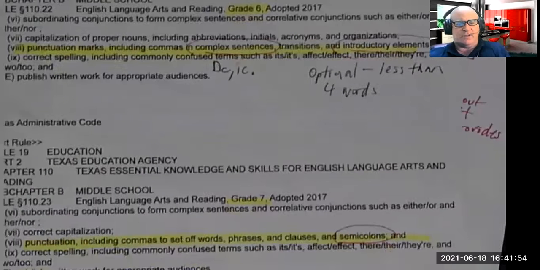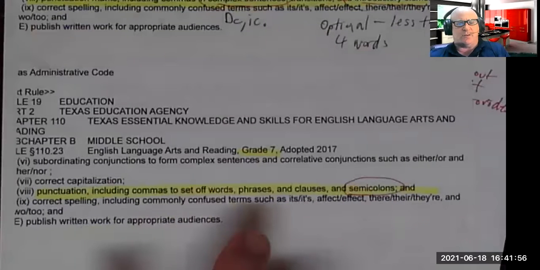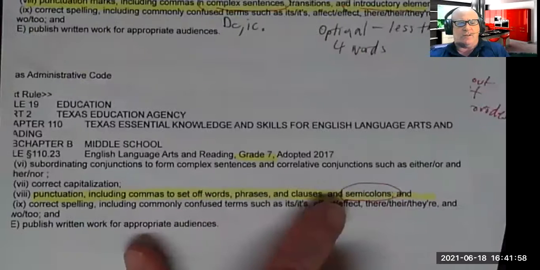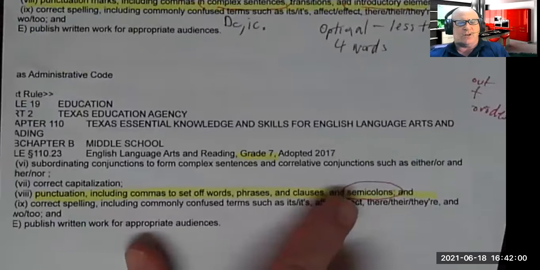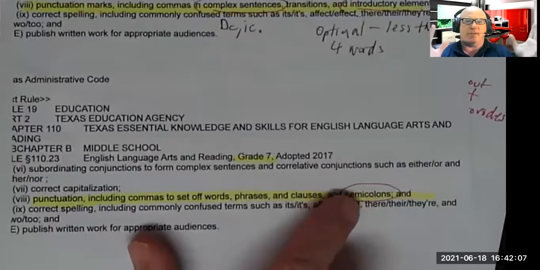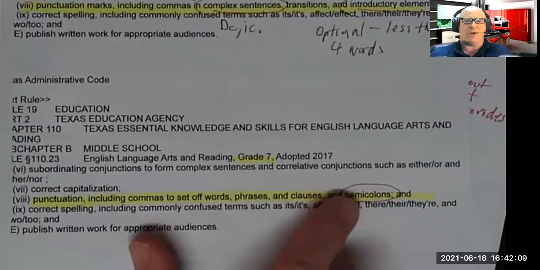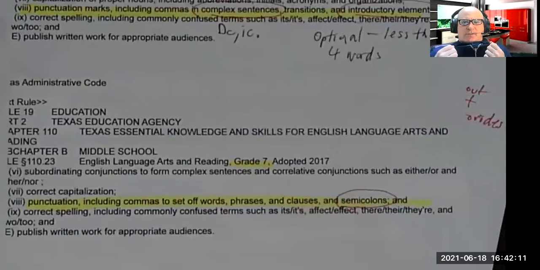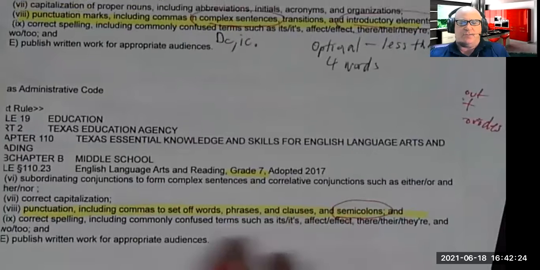In 7th grade, the new thing that they add is semicolons. A semicolon is just a punctuation that slows the sentence down. It says we told you something in an independent clause first. We're going to call it the shirt. And then we have a belt called a semicolon. There's going to be another independent clause, but it's not going to be capitalized.